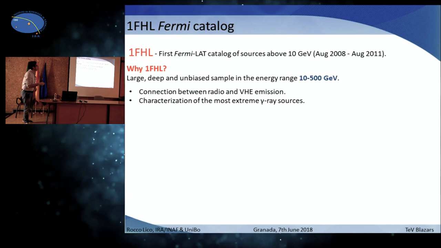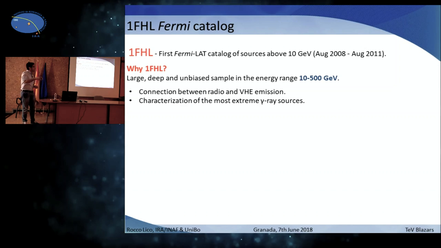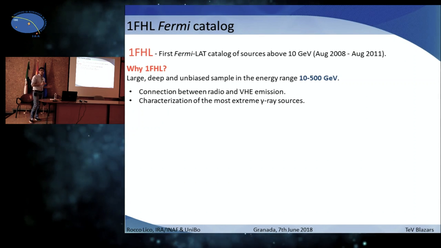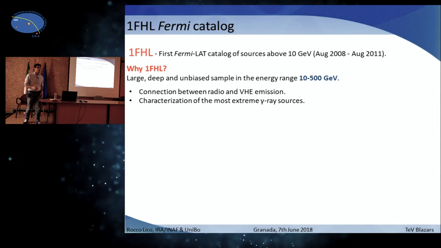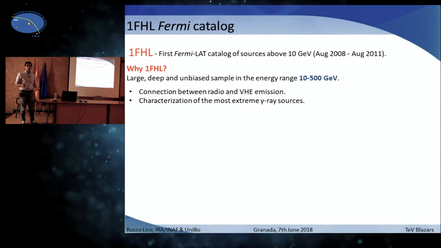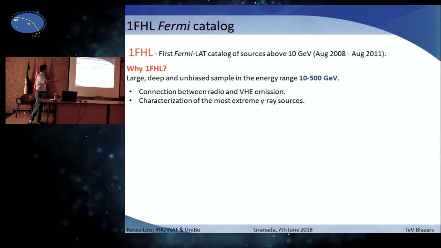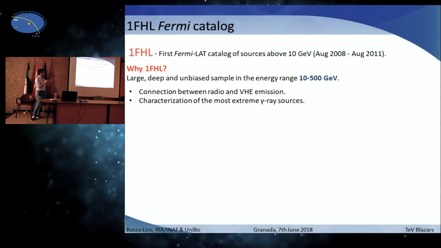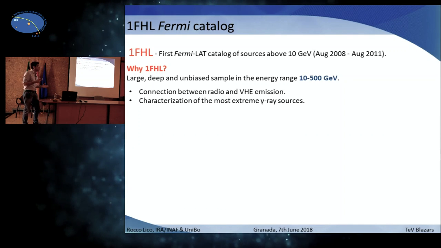The Fermi collaboration also produced a couple of catalogs of sources detected above 10 GeV and above 50 GeV, which are good catalogs for exploring such a connection. Let's start by considering the first catalog, the 1FHL, which provides us with a large, deep, and unbiased sample of sources in the energy range between 10 GeV and 500 GeV, an energy range approaching and partly overlapping with the very high energy domain. So it's a good sample of sources that we can use.